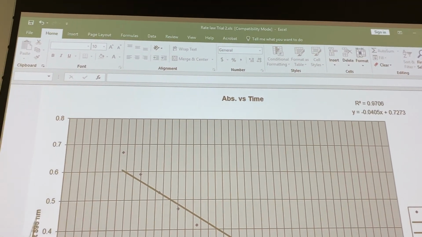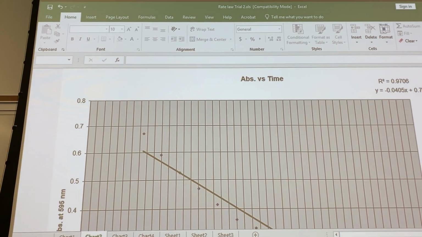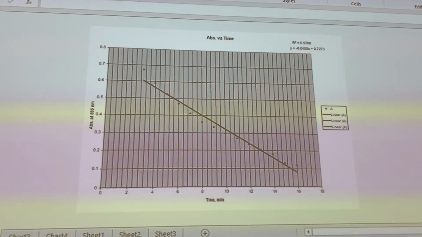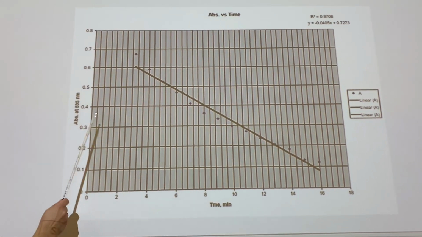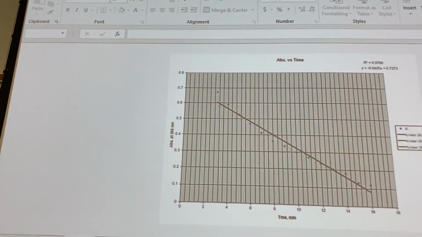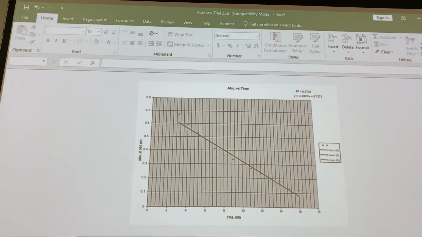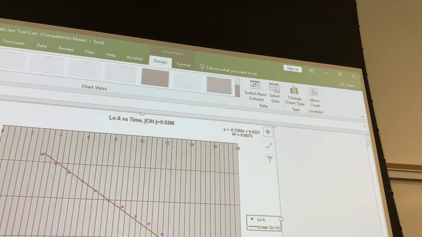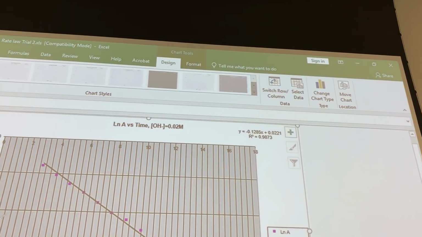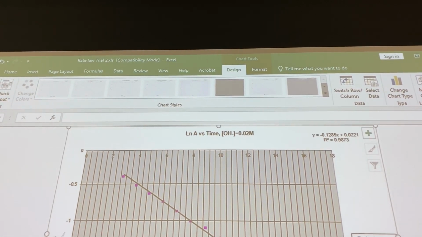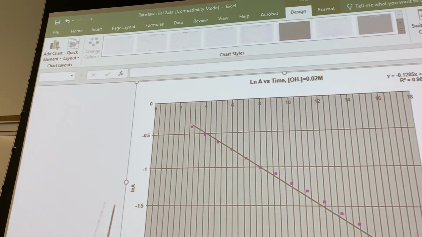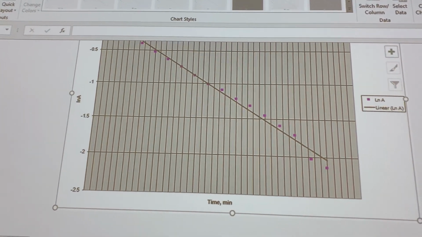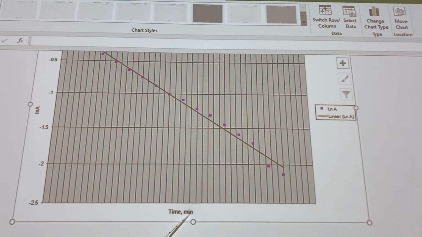So here's my absorbance on the y-axis, and on the x-axis I have time in minutes. Here you will have time in seconds, and here you will have your absorbance for this first graph. The second graph is titled natural log of absorbance versus time, and it's helpful to show what concentration of hydroxide was used for that trial if you'd like. And then you have natural log of absorbance on the y-axis, and you have time, yours will be in seconds.